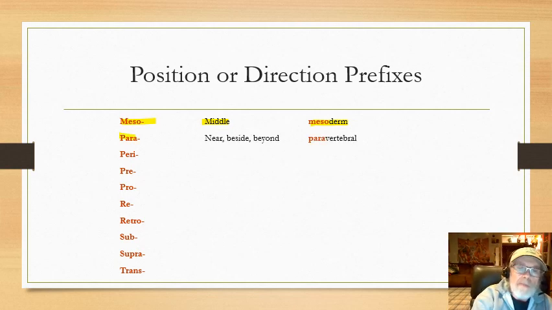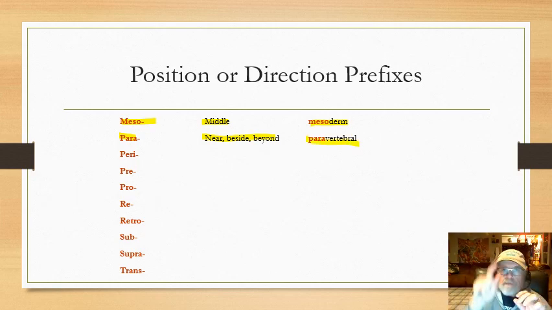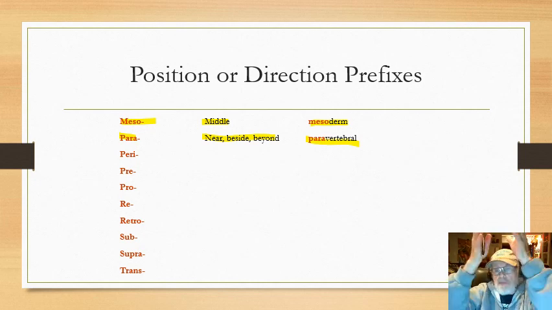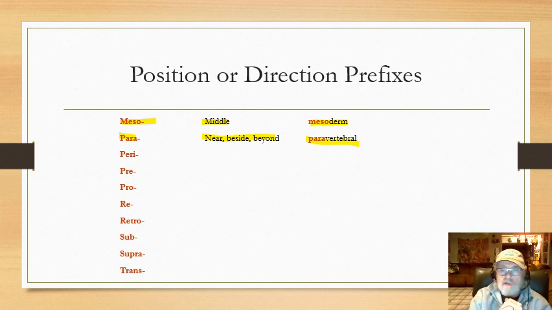Para means beside, near, beyond. Paravertebral. If you look at the back, you feel these little bumps right straight up the back, which are part of the vertebrae and stick out. It's called the spinous process. Adjacent to these spines, you feel this big hump. That big hump is the paravertebral muscles that hold your back upright. They're called paravertebral muscles because they're near, beside the vertebrae. So para means near, beside, or beyond.